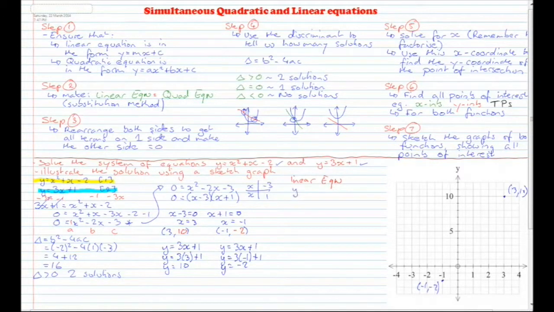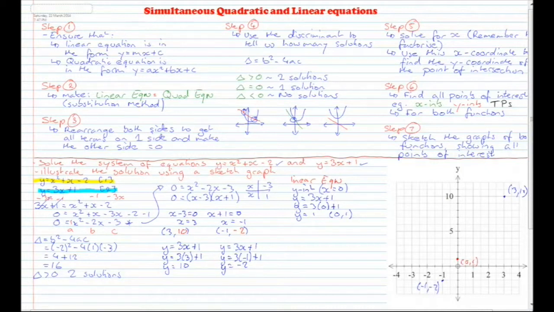So we go y-int, x is equal to 0, and we've got y is equal to 3x plus 1, and we make x equal to 0, so we get y is equal to 3 times 0 plus 1, which gives us y is equal to 1. So this gives us the coordinate 0, 1. And we'll go through and we'll plot that. Now we'll do the linear equation in a different colour, just to make it stand out. So we're going to go here and we'll do all of our red dots for our linear equations. We'll just write 0, 1 here like that.